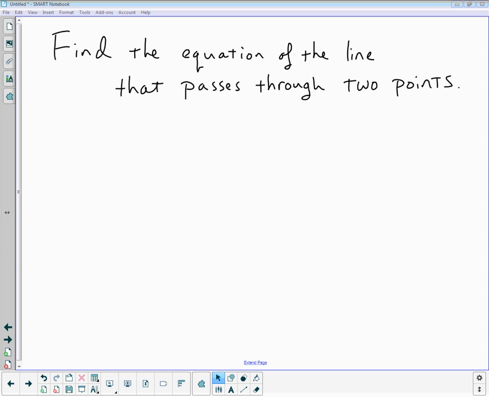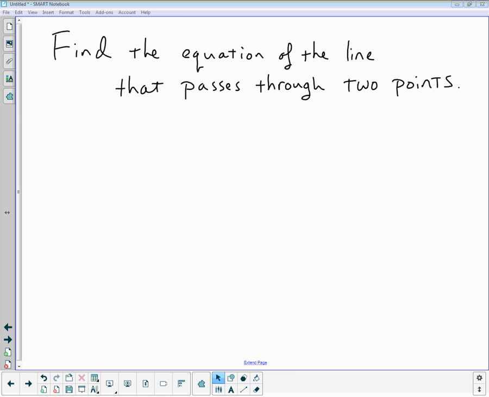Today we're going to be finding the equation of a line that passes through 2 points. You guys are going to be working on a problem set. This problem set we're going to see again and again and again because it's got pretty much all of the skills that we've been talking about all wrapped up into one problem.